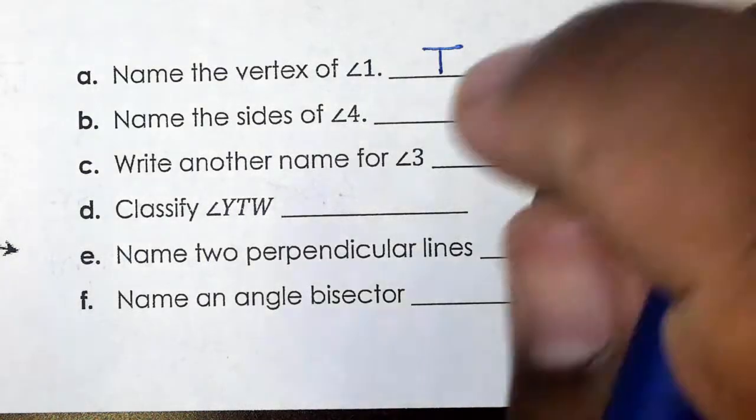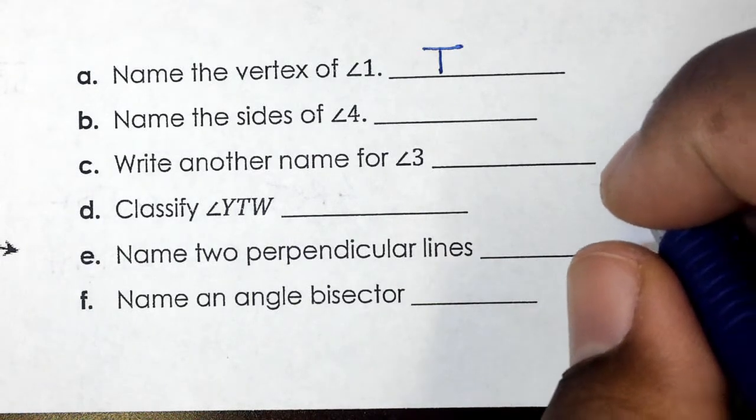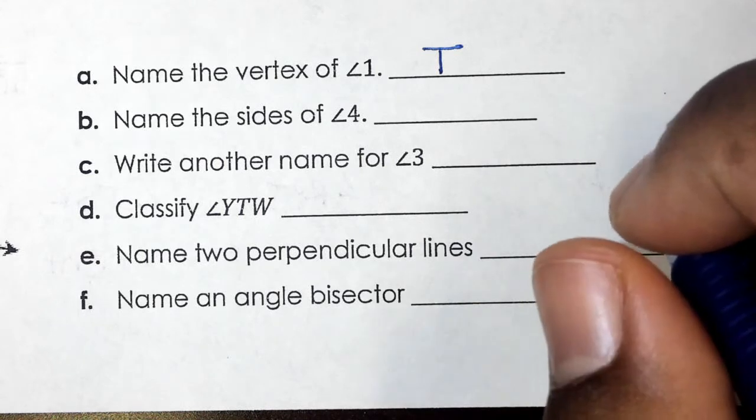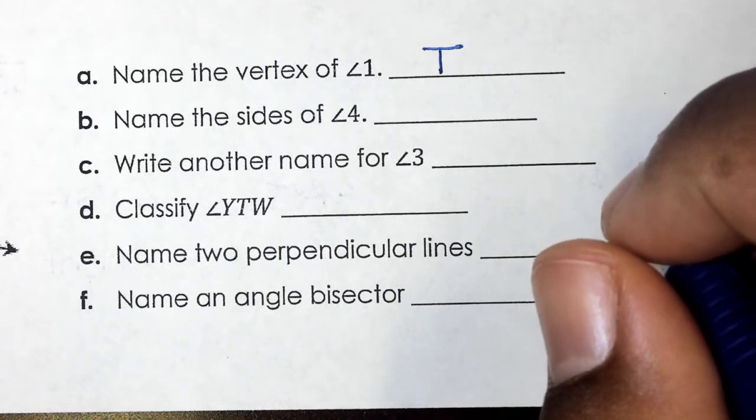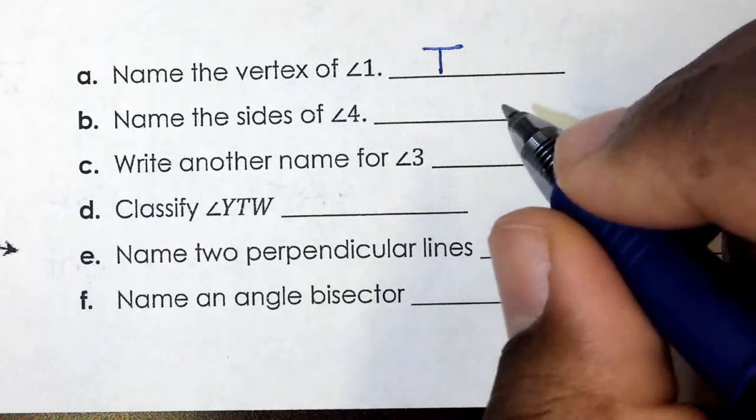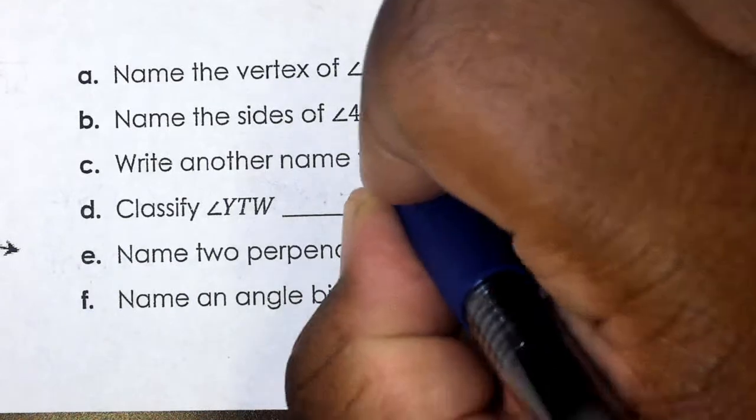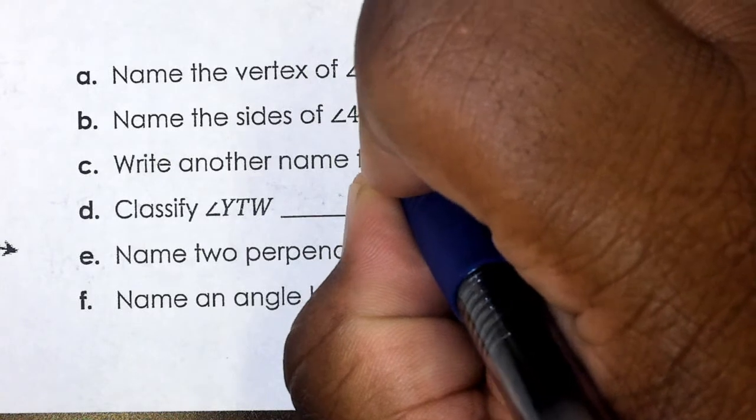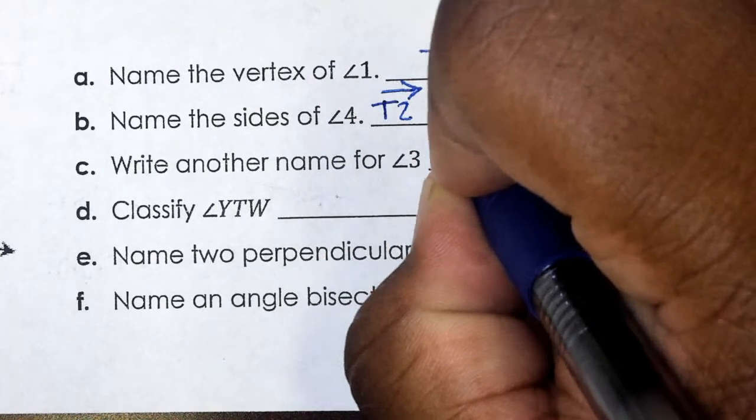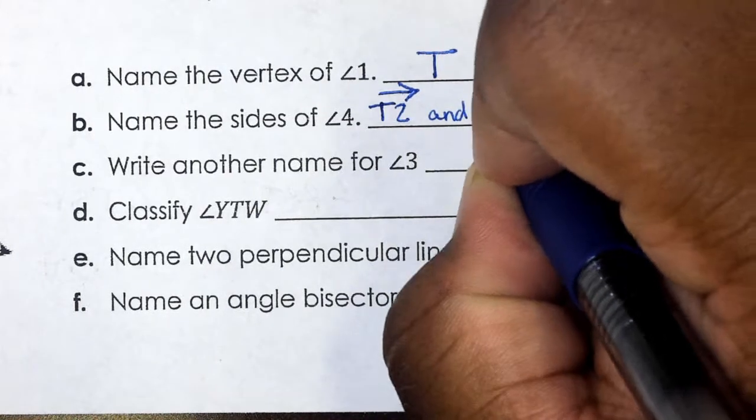Let the man think for a second. Say it correctly. Because you need to speak my language. Ray what? Ray TZ. And? Say it correctly. Thank you.